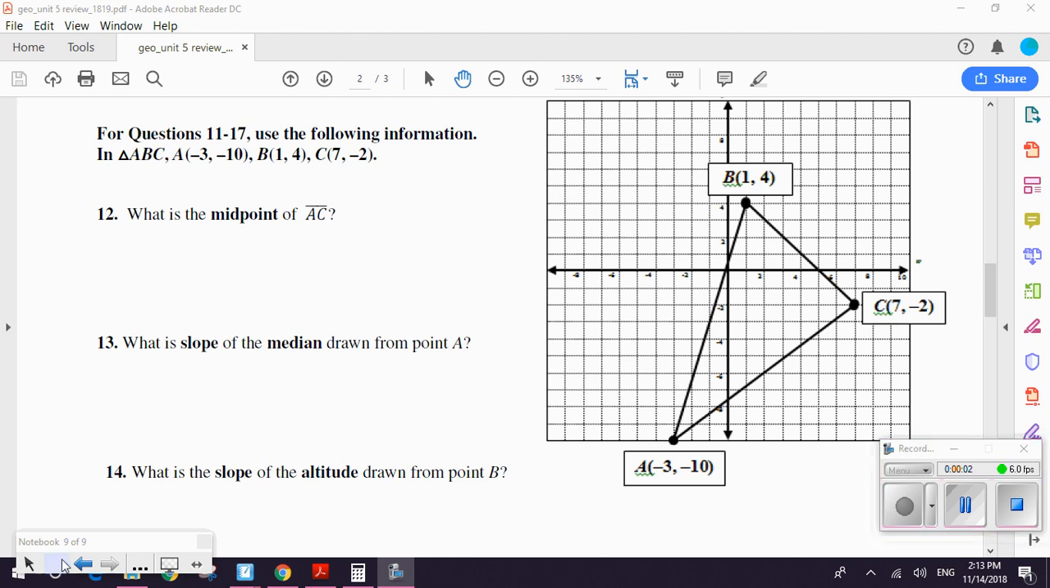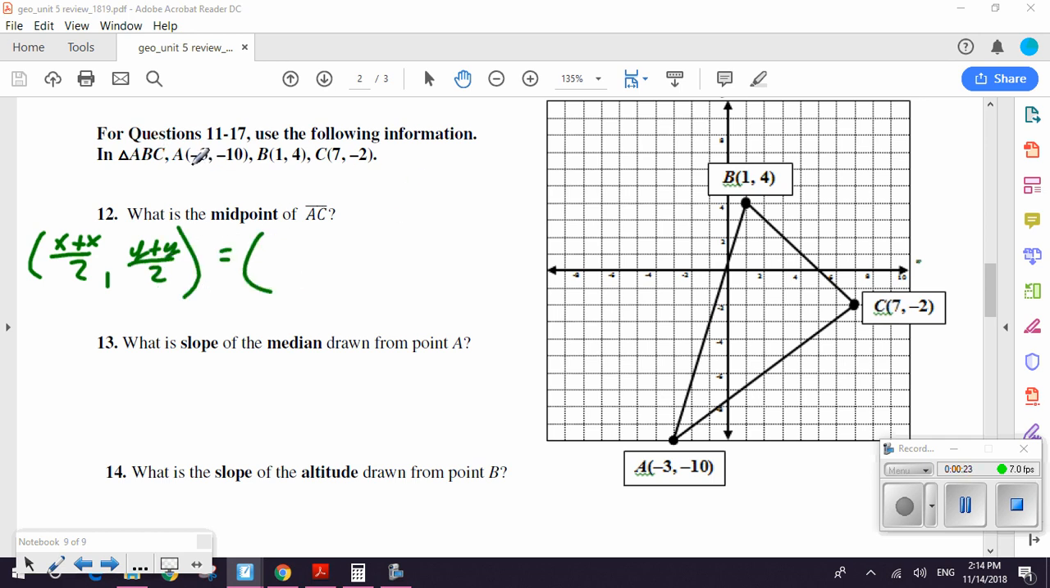Number 12. We're going to use this triangle ABC on the right to answer all the questions. 12 says, what is the midpoint of AC? So the formula for midpoint, again, is x plus x over 2, y plus y over 2.